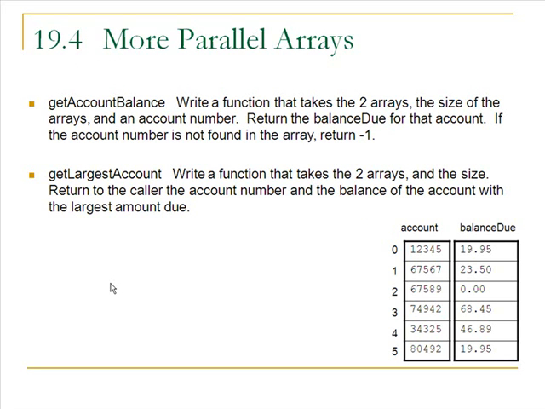GetLargestAccount has to return two things to the caller: the account number and the amount of the largest account. Well, we cannot return two values using a return statement, so we're going to have to use pointers. We'll return those two values to the caller through the parameters. Let's have a look at how getLargestAccount would work.